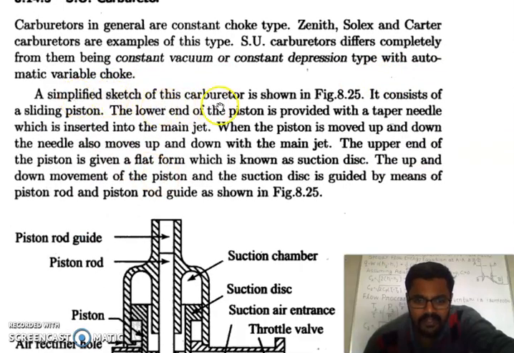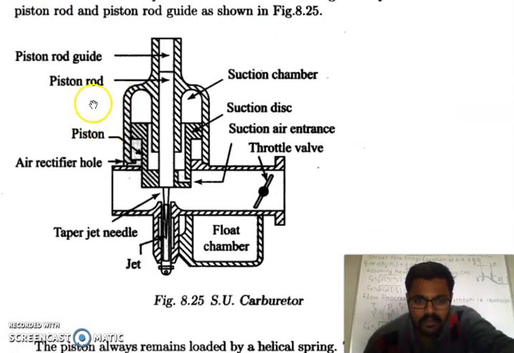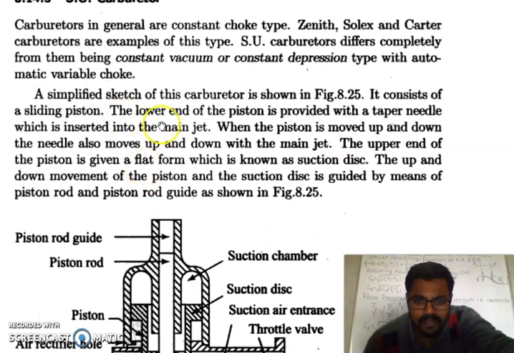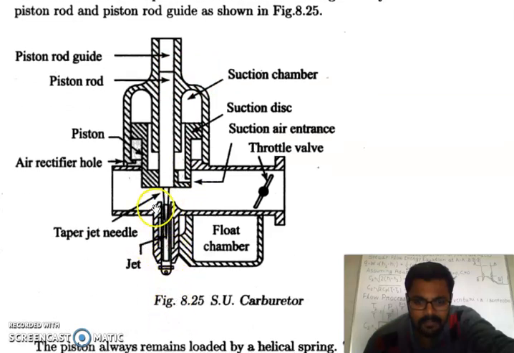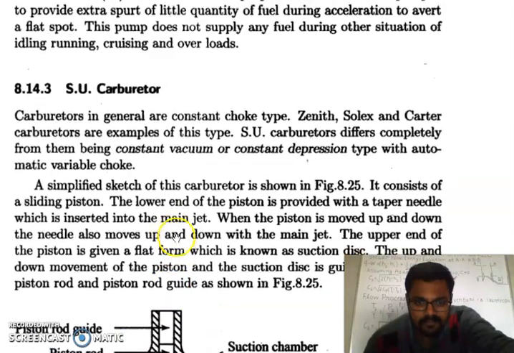A simplified sketch of this carburetor is shown in figure 8.25. It consists of a sliding piston. You can say this is your piston here. This piston can slide up and down. The lower end of the piston is provided with a taper needle. You can see here, this is your taper needle. This taper needle is inserted into the main jet. When the piston is moved up and down, the needle also moves up and down within the main jet.